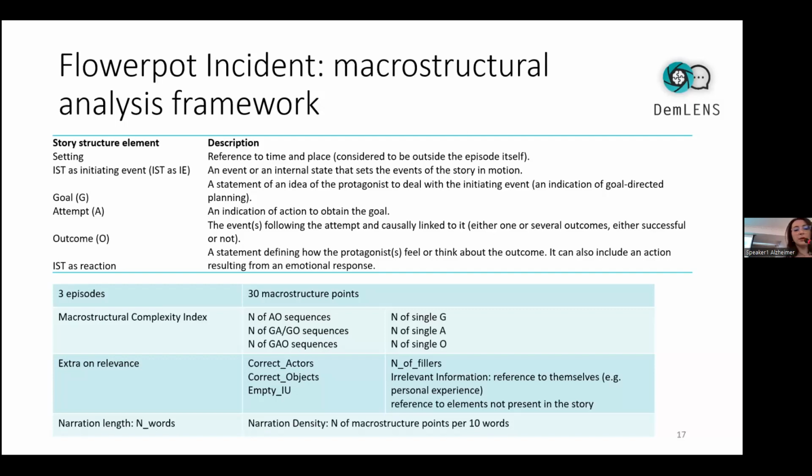And apart from that overall index, we also looked at the microstructural complexity. So the number of attempt outcome, goal attempt, and goal attempt outcome sequences, and also any single goals, single outcomes, and single attempts that they provided in their narration. And some extra information on the relevance, so number of actors, objects, empties, IUs, etc. And of course, irrelevant information either about themselves or about elements that are not present in the story. Again, similarly to the quickie theft analysis, we included narration length indexes and narration density indexes.